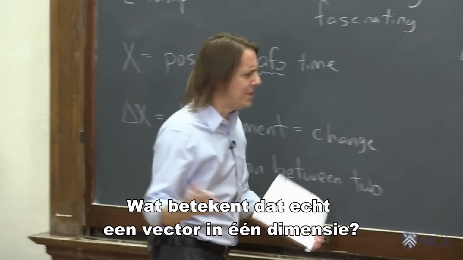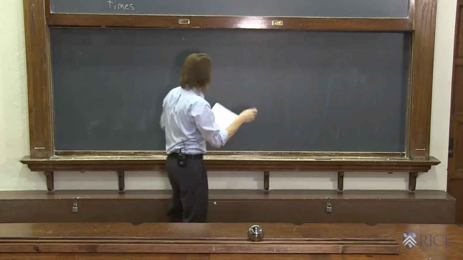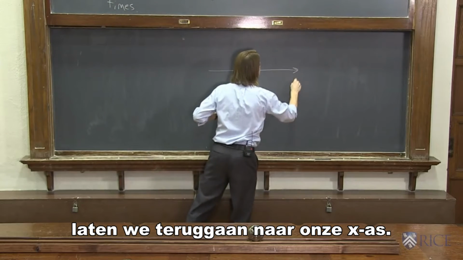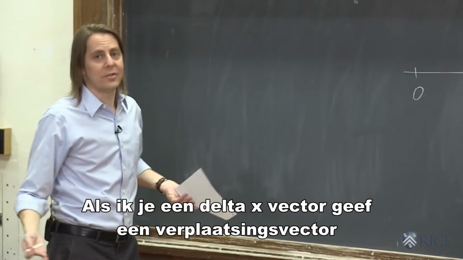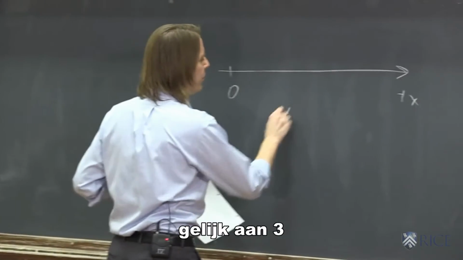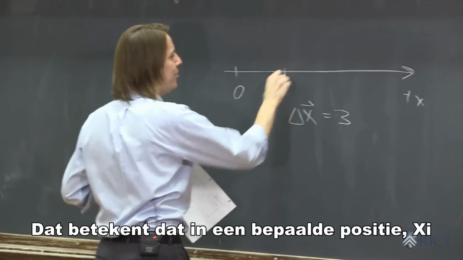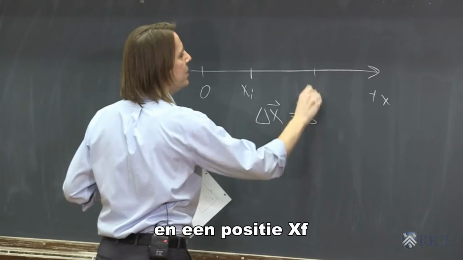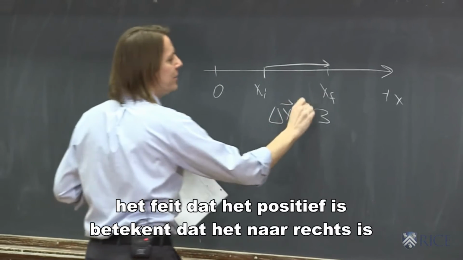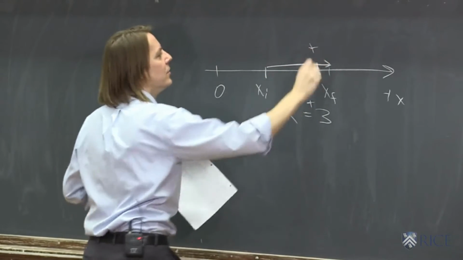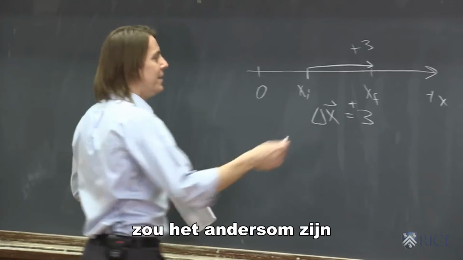So let's think, what does that really mean, that it's a vector in one dimension? What are we talking about here? And the way to think of it is we could imagine, let's go back to our x-axis, right? Here's the origin. And if I give you a delta x vector, a displacement vector, say equal to 3, what does that mean? That means I was at some position x initial, and I had some position x final, and the distance between them is 3. And the fact that it's positive means it's to the right. So that would be plus 3. If you get a negative value, then it would be the other way.